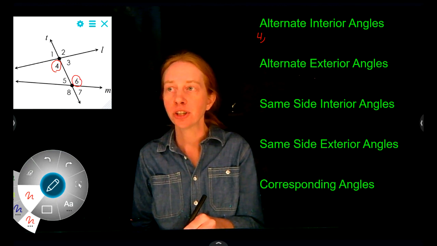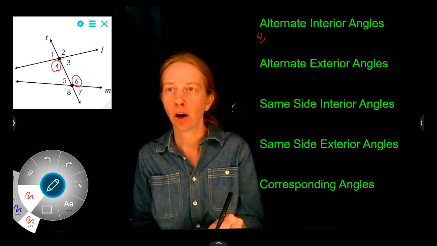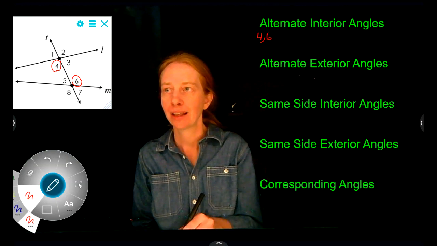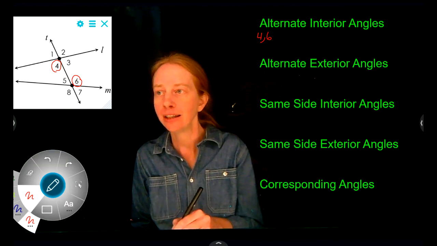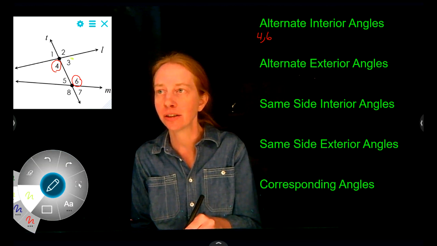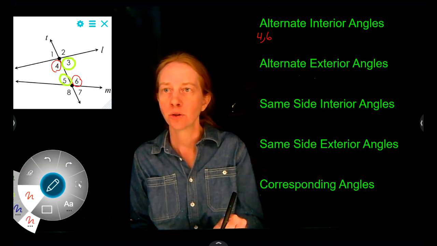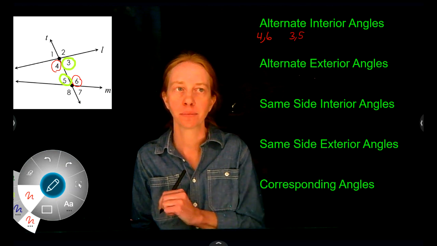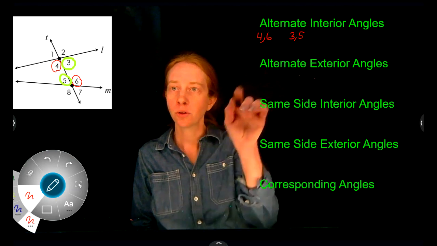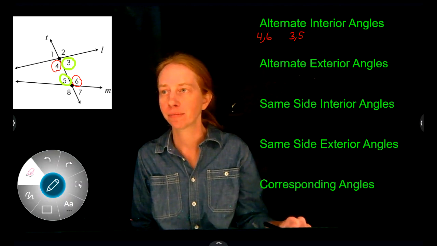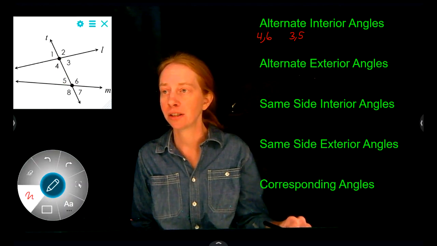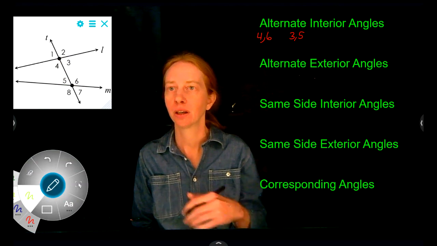Okay, alternate interior angles are 4 and 6. Okay, that is one example of an alternate interior angle. Another example of alternate interior angles are 3 and 5. Okay, those are alternate to each other, and they're both interior. Okay, so those are my two examples, angles 4 and 6 and angles 3 and 5. Okay, those are the only alternate interior angles on this picture. Let's do the next one.